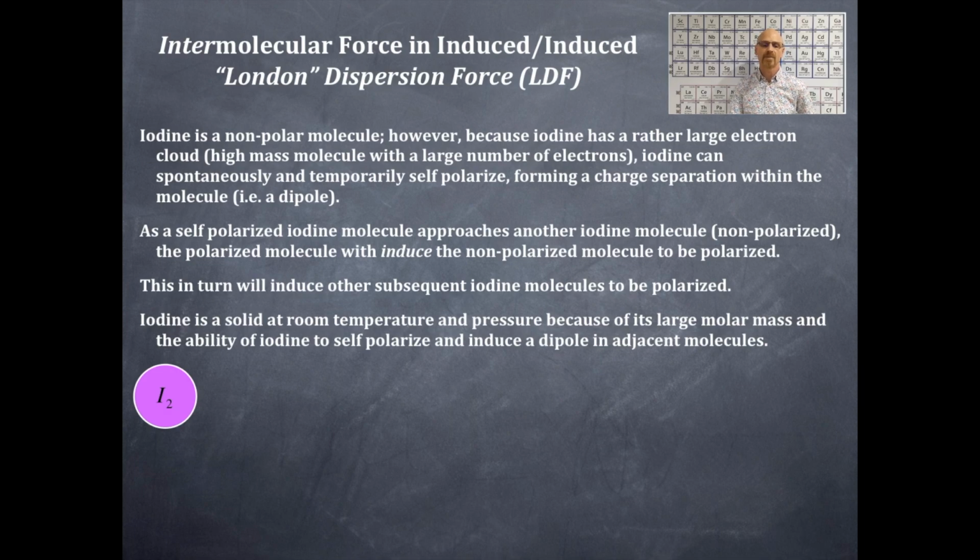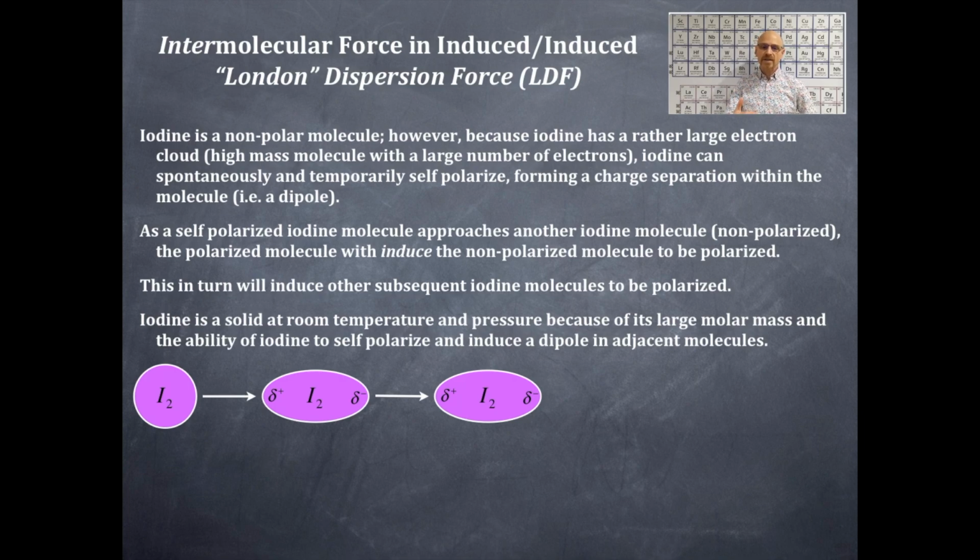Here's an iodine molecule. Right here, it is spherical in shape, okay? And then, all of a sudden, it self-polarizes. Why does this happen? It just happens randomly. Why? Because iodine has a large number of electrons, a large electron cloud, and it can self-polarize. That means it has one end that has a partial positive, and one end that has a partial negative. That's that self-polarization. Okay? This is a temporary one.